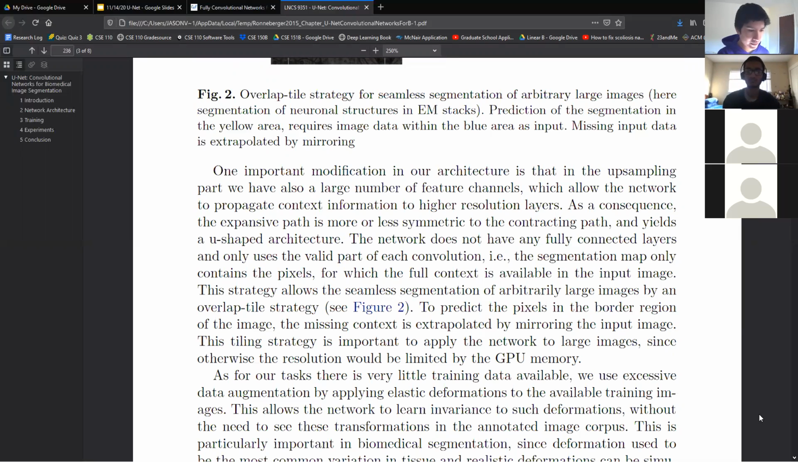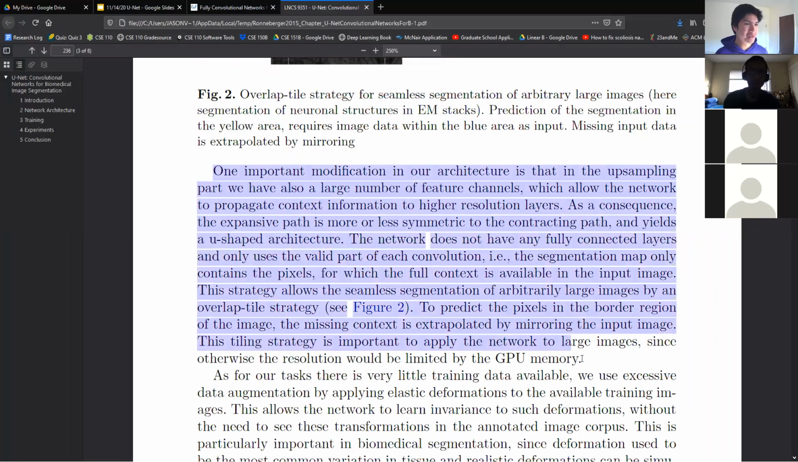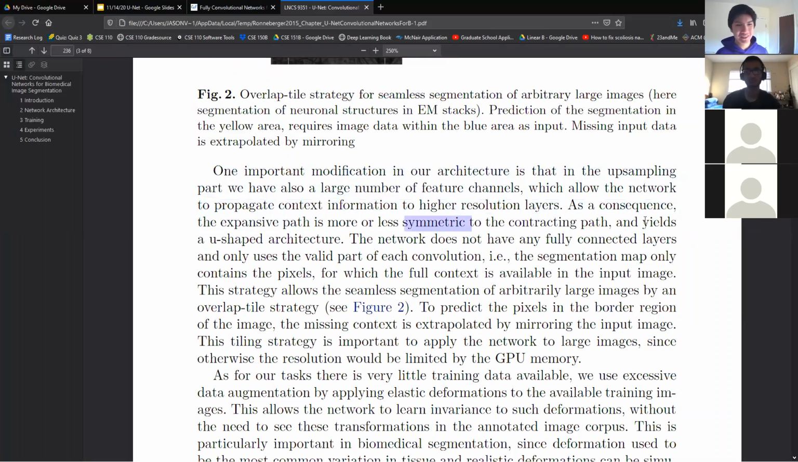I think we're out of time, we went way over. But I think this paragraph gives the motivation for why it's symmetric. You could read that afterwards.